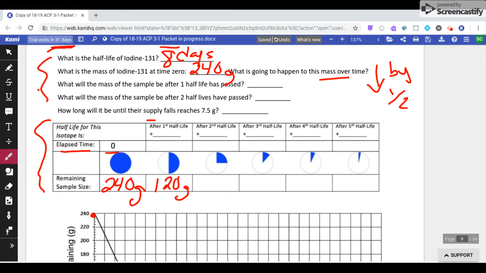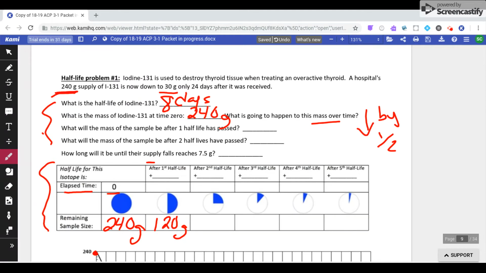Sometimes the problem is really nice because it gives you the half-life. Sometimes you have a graph and you've got to figure it out. But now we know the half-life is 8 days. So fill that in over here. Half-life is 8 days. And I don't have a lot of room to write anymore, so I'm just going to put 8 instead of writing 8 days every time.